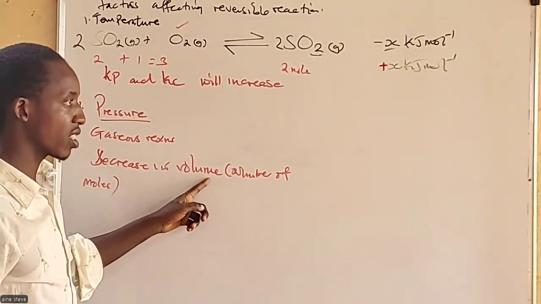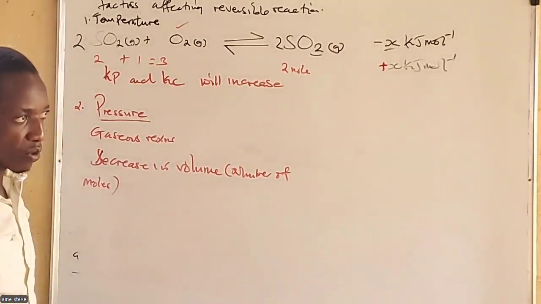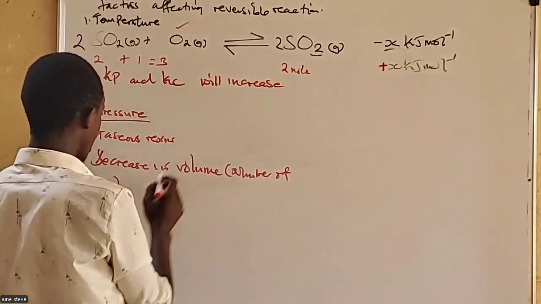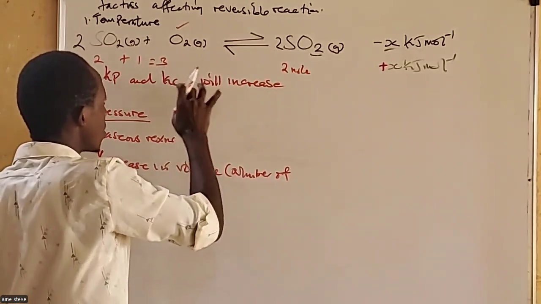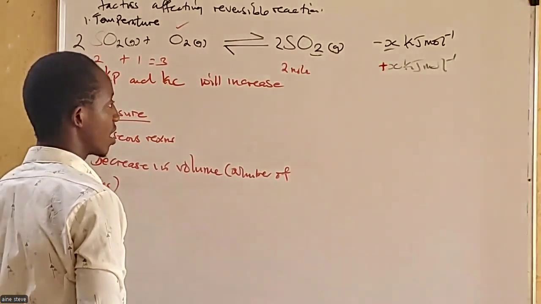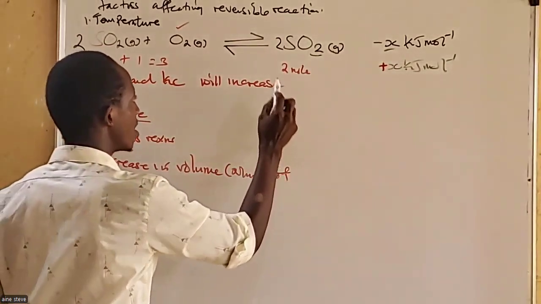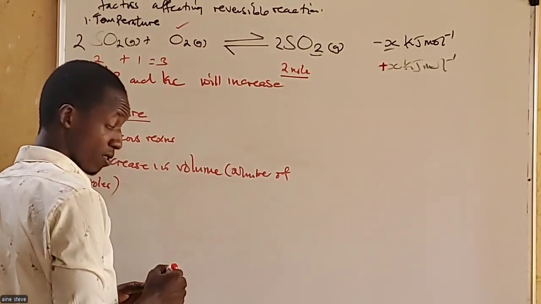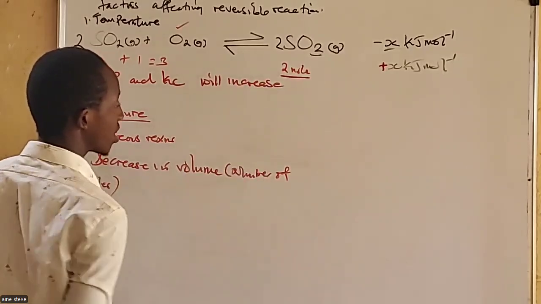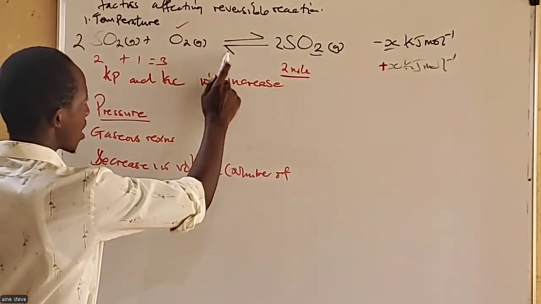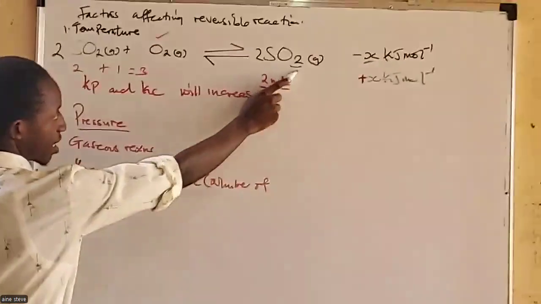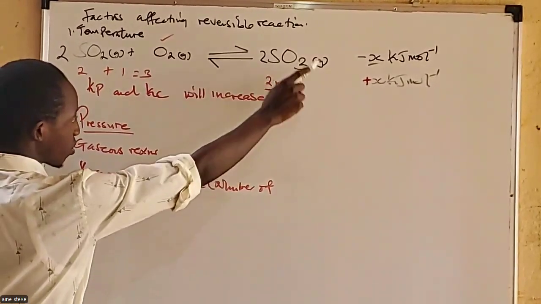According to Avogadro, gases do react in volumes, but of course you can also use the number of moles. So you realize that for this reaction, increase in pressure increases the yield of sulfur trioxide. Why? This is because the forward reaction proceeds by decrease in number of moles. Therefore, the equilibrium position will shift from the left to the right.